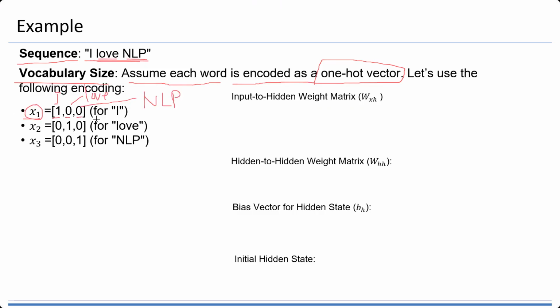The X1, because I'm referring to the word I, will be 1 0 0. The X2, because I'm referring to the word love, is 0 1 0. X3 is for the word NLP, so X3 is 0 0 1. One more time, this is the index for the word I, this is the index for the word love, and this is the index for the word NLP. We have 3 X for the representation.